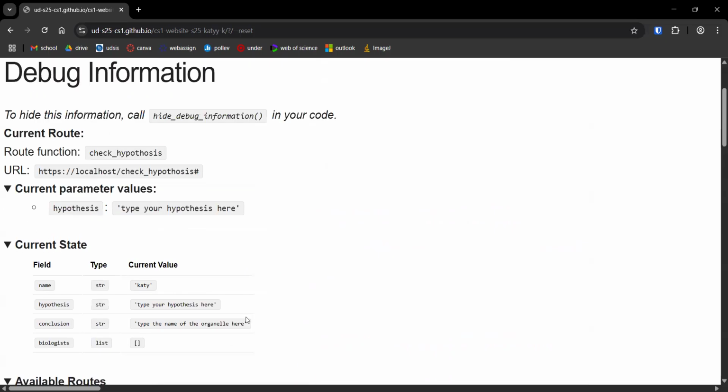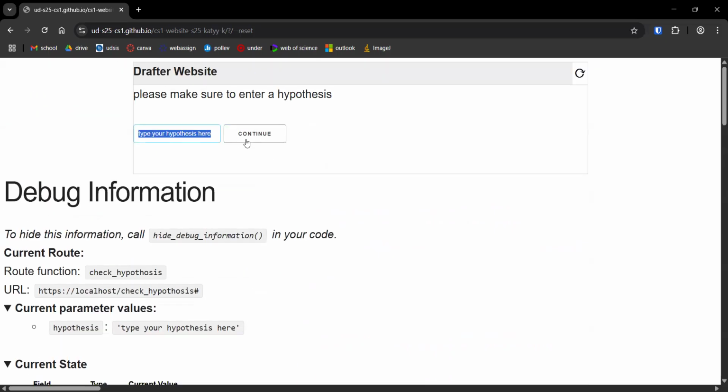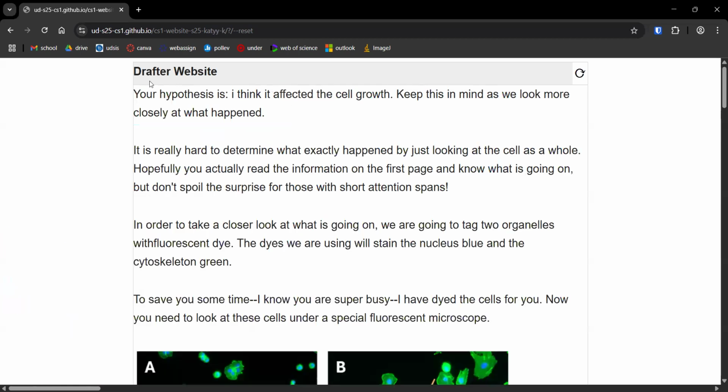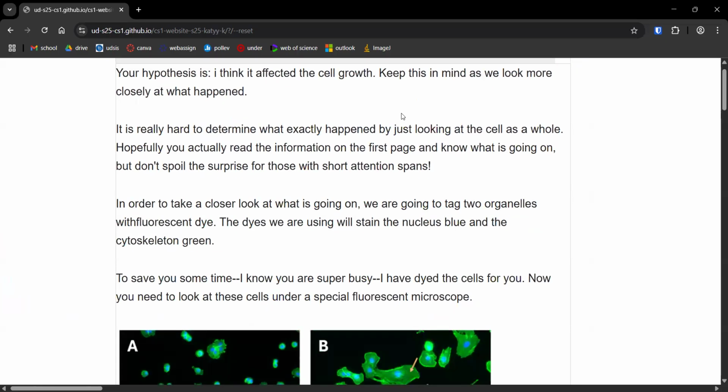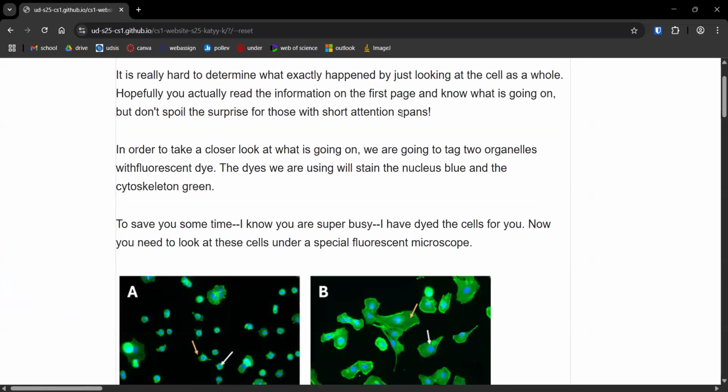So we have the same thing here where you have to actually enter something in. It doesn't work unless you do. So I'm going to type in that I think it affected the cell growth. Then it's going to display your hypothesis up here. So here's my hypothesis, and just keep this in mind. That's why I have it up there for you, just because we are going to figure it out in this next step.